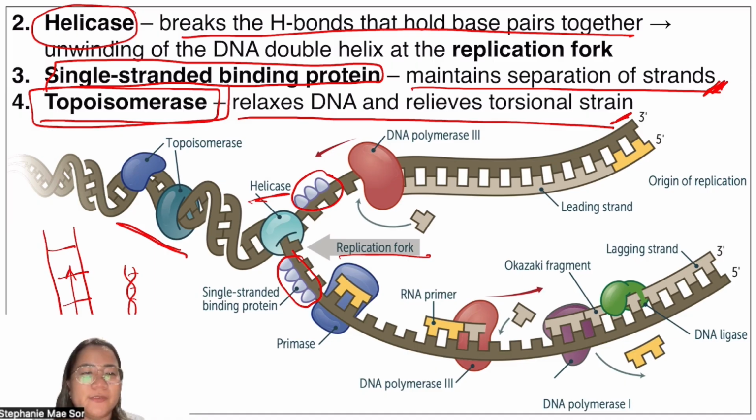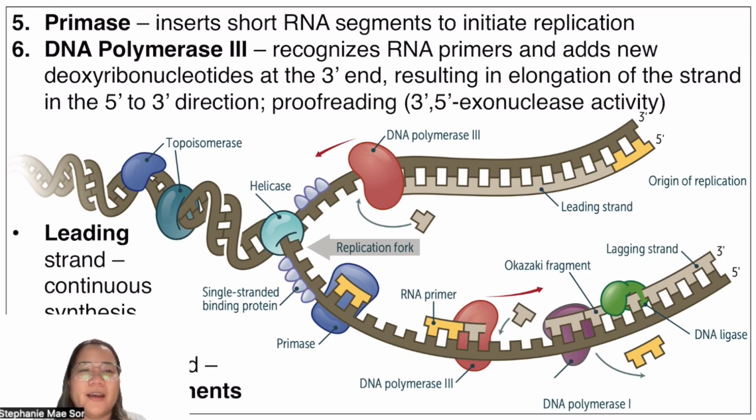So, next. So, what happens? You make a replication fork. Ang bubukas ng replication fork, si helicase. So, pag nakabukas na siya, may expose na si 5' end then si 3' end. So what happens during replication? You have what you call a primase. So primase will insert a short RNA segment to initiate replication.